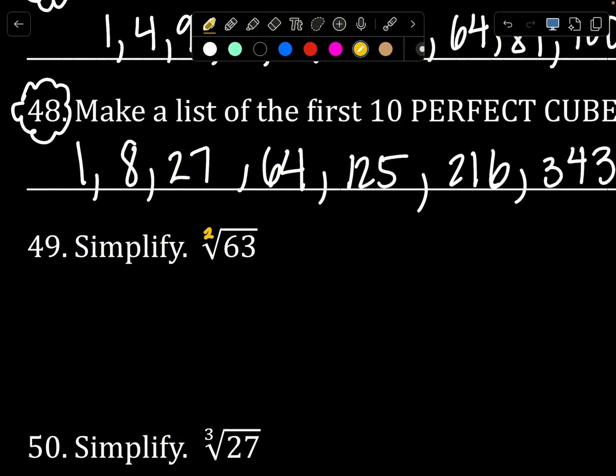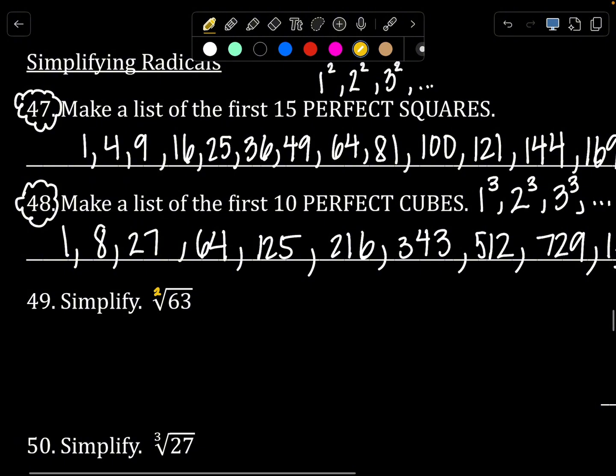So you're looking for 2 numbers that multiply by itself to give you 63. Is that possible? Is that in my list of perfect squares? No. So I ask myself, what perfect square can I divide 63 by? 7 is not a perfect square. 7 times 7 is 49. Does 49 divide 63? No. 64 is too big, and it doesn't divide evenly.